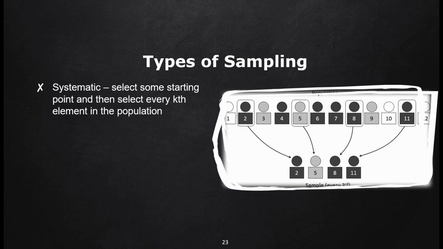So we count from 2. We go 1, 2, 3. On 5, we sample that person. And we count another 3: 1, 2, 3. We land on 8. We sample that person. 1, 2, 3. 11. We sample. So on and so forth until you have a very decent sample. And this is a pretty simple sampling method.